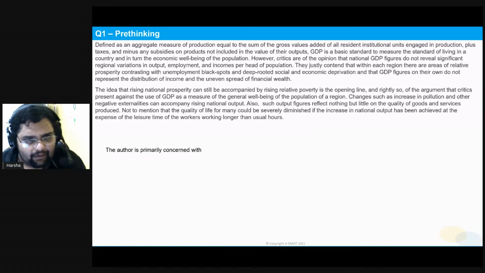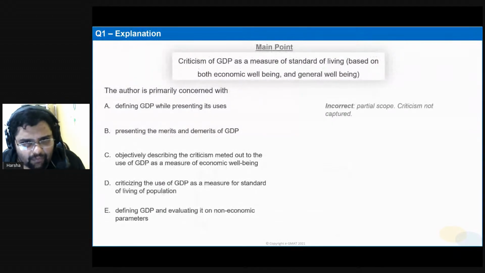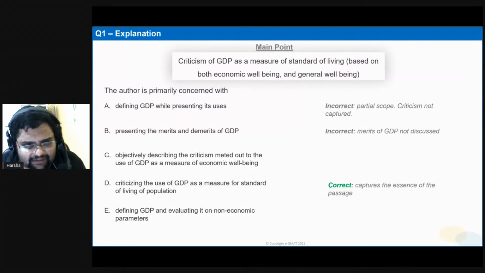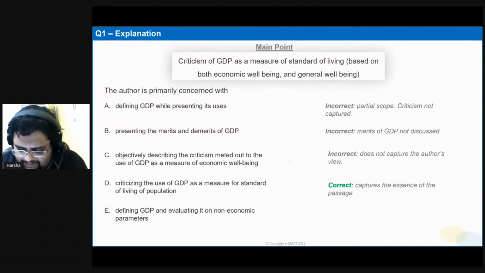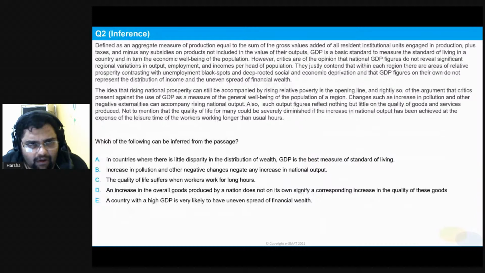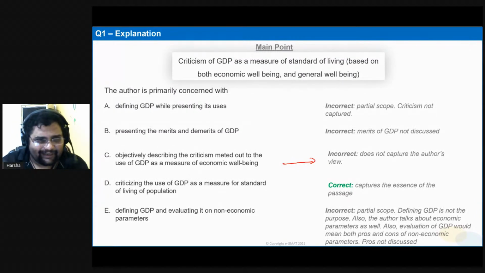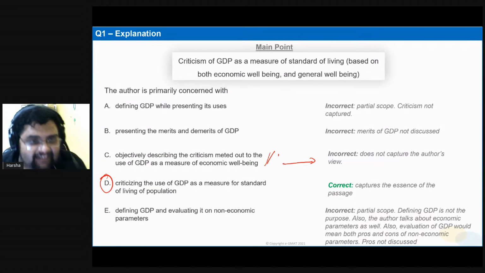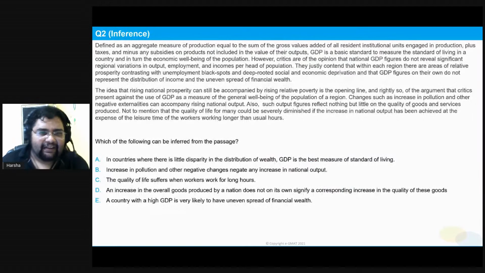All right. Now let's go to the next question. So fundamentally, the problem with this one is it does not capture the author's view. All right. And again, the point is that keyword. If you had figured out justly and rightly so, eliminating option C would have taken you 5 seconds. You would have immediately gone to option D. It's as simple as that. That's why focus on keywords. You will get all this right in no time.